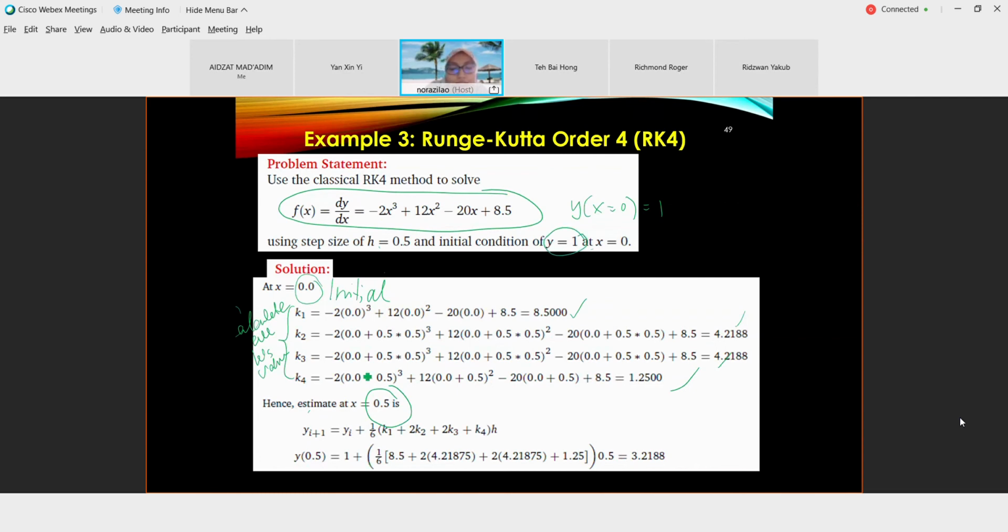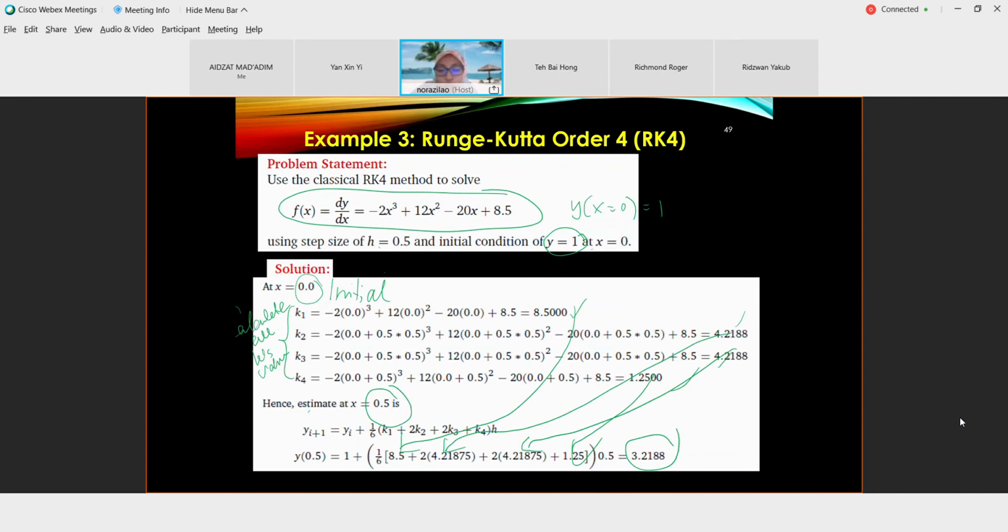And then plus 1 over 6, insert all the k values. So this is the k value number 1, this is k value number 2, this is k value number 3, and this is k value number 4. Then directly multiply with h, and you will produce your y at stage 1. It means that at x equal to 0.5.